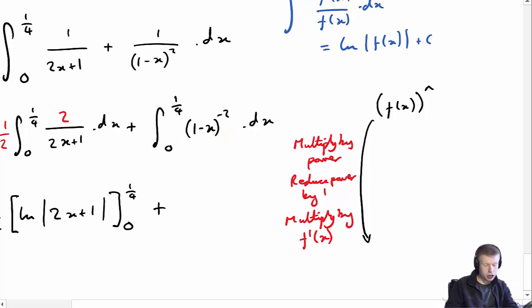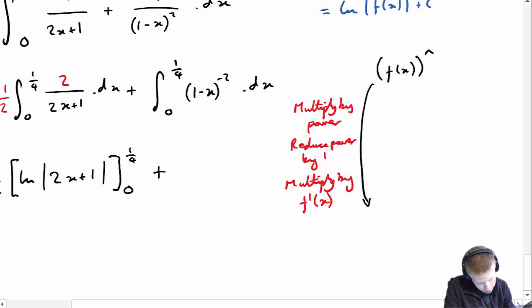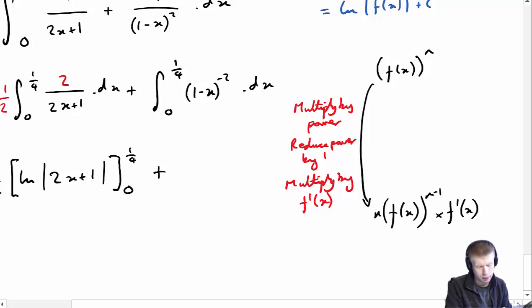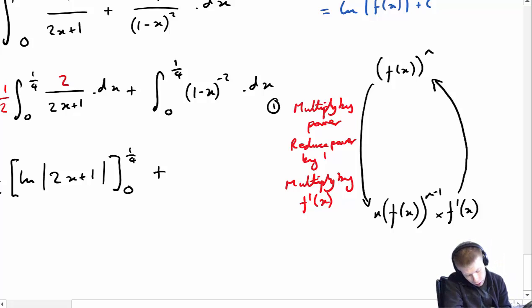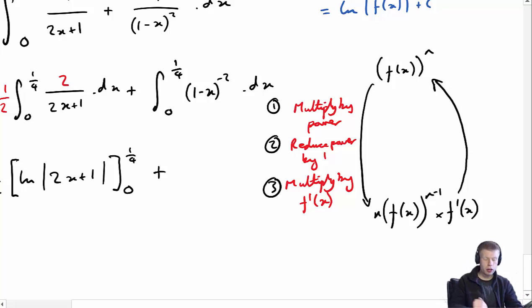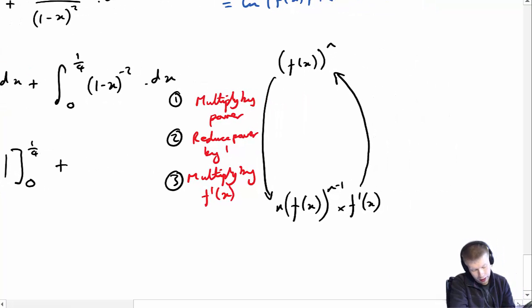That's basically what I go on when I differentiate, okay? When I differentiate, I get n f of x to the power of n minus 1 multiplied by f dash of x, multiplied by the derivative. That's what I do when I differentiate. If I'm integrating, then all I'm doing is going back the opposite way, in the reverse order. This is integration by recognition.